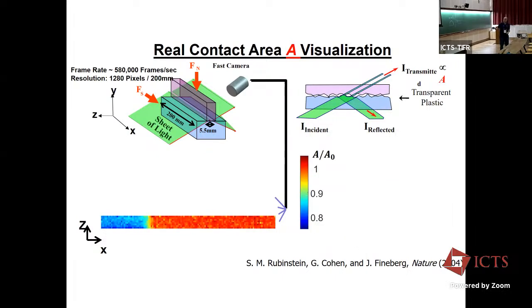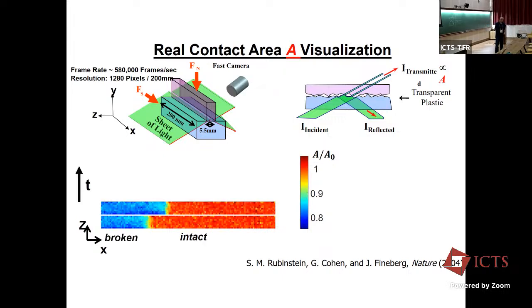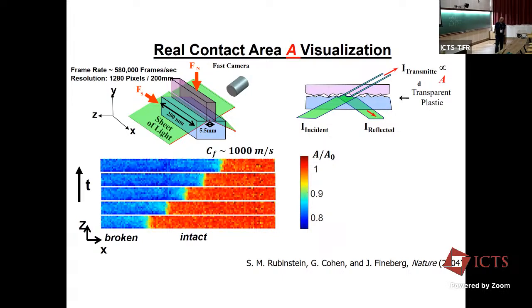So here, the blue color is less contact area. The red color is the initial contact area. And this yellow line here is the front that's sweeping across. That's our earthquake. And there's the front position. And this is just a picture, or a bunch of frames, of an earthquake or a frictional crack moving along this interface at nearly 1,000 meters a second.